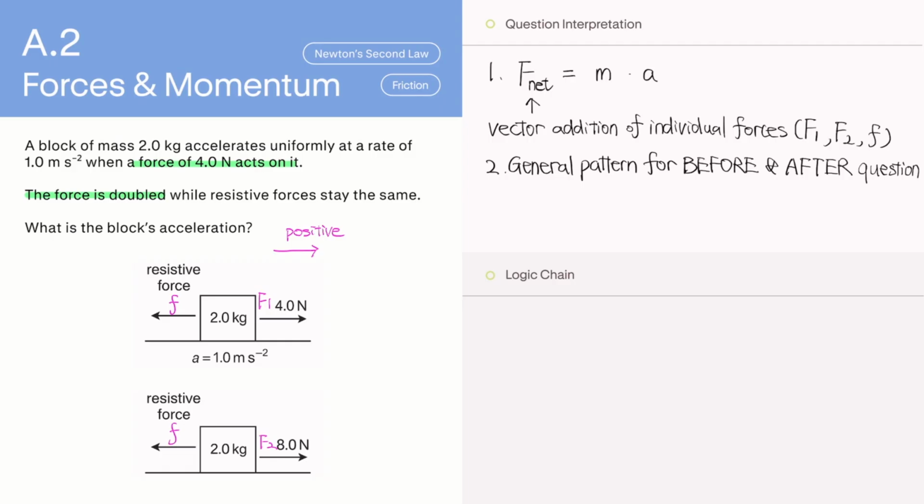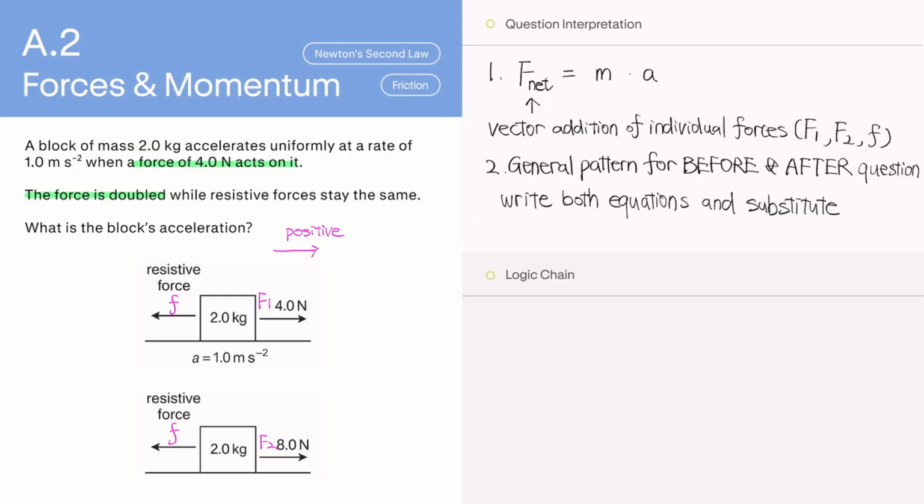Next, let's think about the general problem-solving pattern for this kind of before and after question. Most of the time, you'll be given two cases that involve the same physics event and the same equation, but with one or more quantities changed. The trick with before and after problems is always the same. Write the two cases out. Use the before case to work out the unknown, then substitute that straight into the after case.